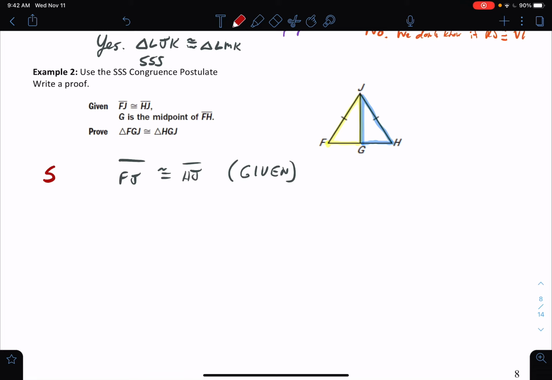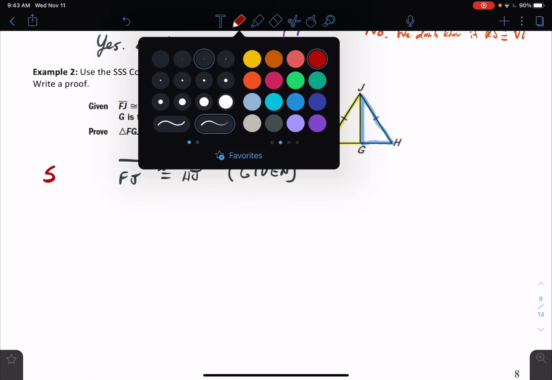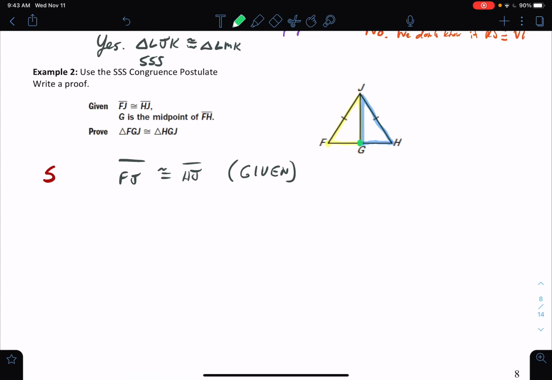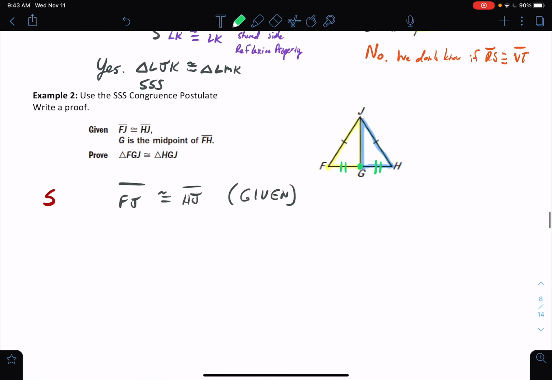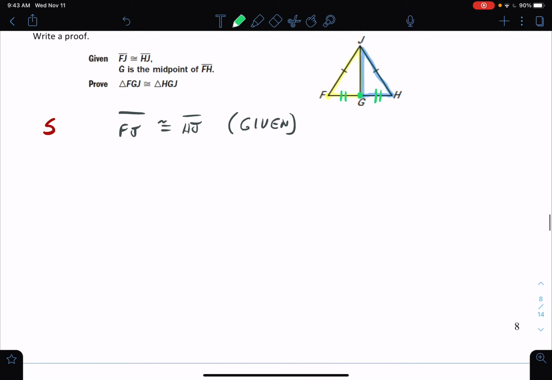All right. Now, what does the next given say? It says that G is the midpoint of FH. So G right here is the midpoint of segment FH. So what does a midpoint do you think? Cuts a segment in half. So I like to mark up my diagram in addition to writing the formal stuff. If G is the midpoint, that means FH is cut in half. That means these two sides are going to be congruent to each other. All right, so I can say that FG is congruent to HG.